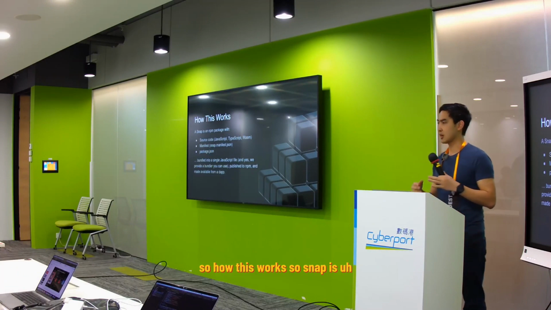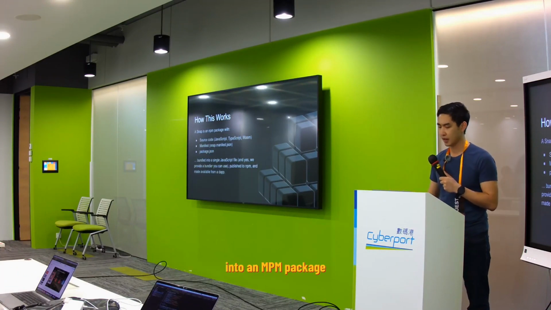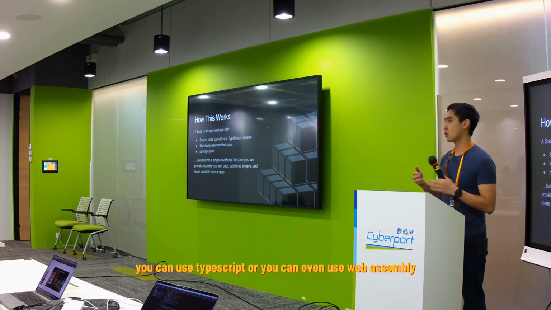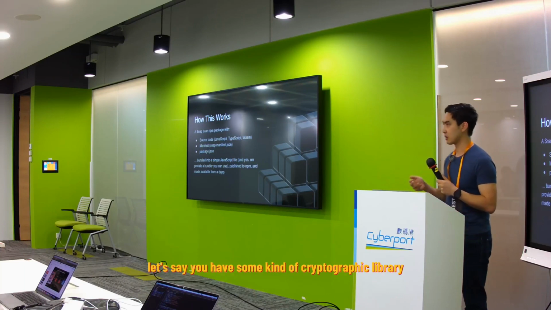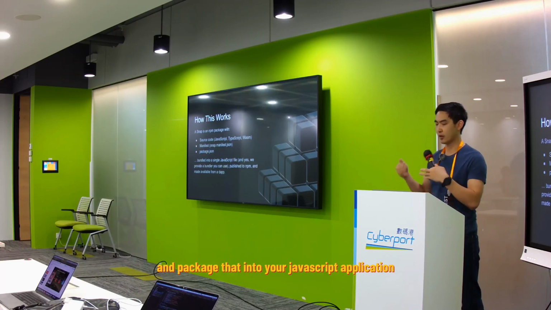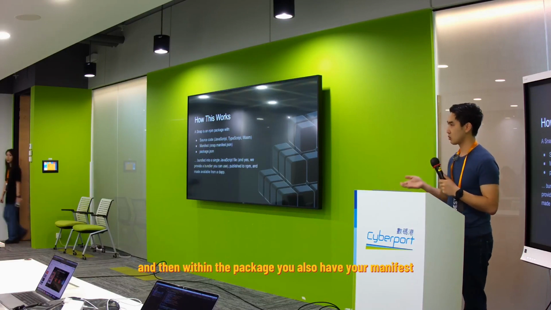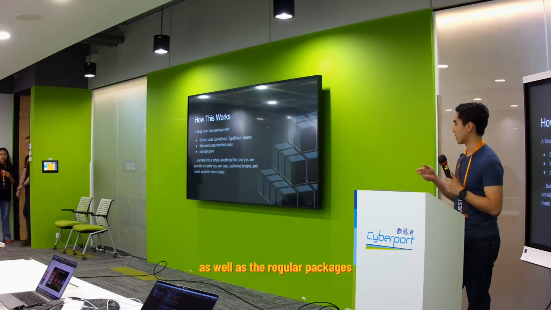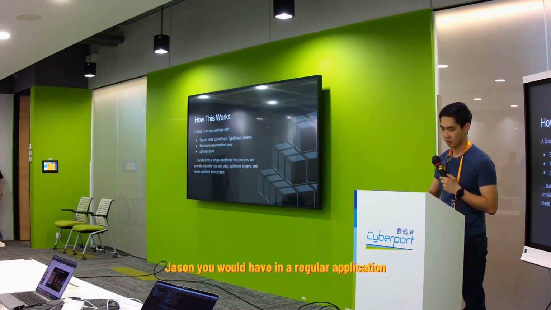So how this works: you publish a snap as an NPM package. Within the source code, there's your JavaScript code. You can use TypeScript, or you can even use WebAssembly. Let's say you have some kind of cryptographic library built in Rust. You can convert that into WebAssembly and package that into your JavaScript application. Within the package, you also have your manifest, which describes what permissions you are requiring from the user, as well as the regular package.json you would have in a regular application.